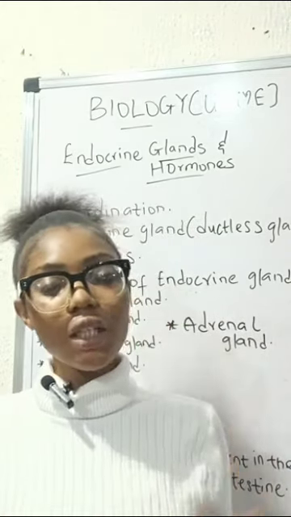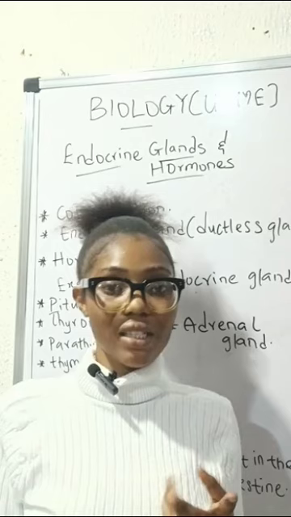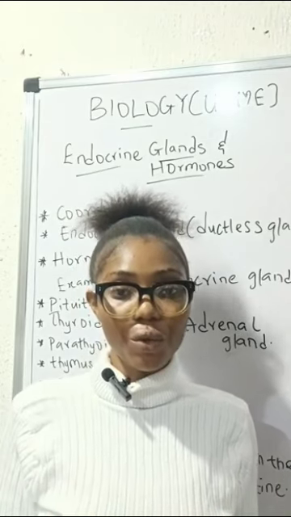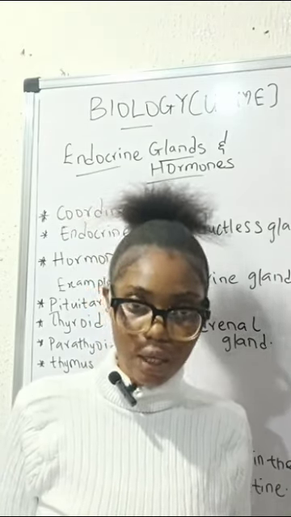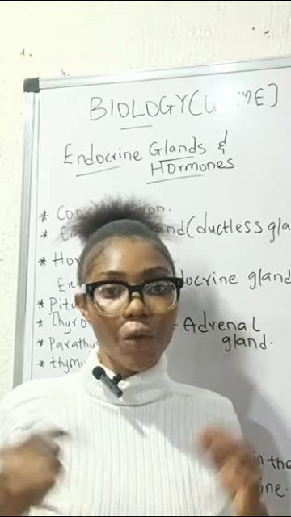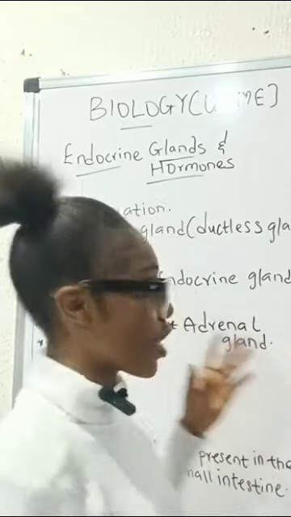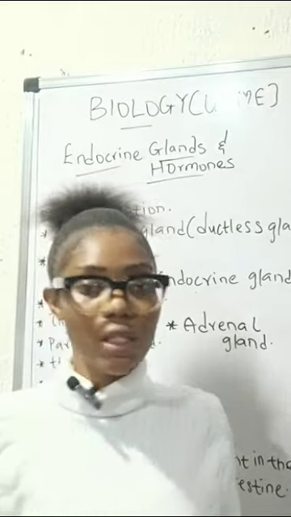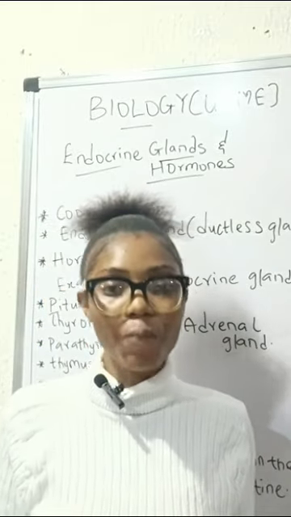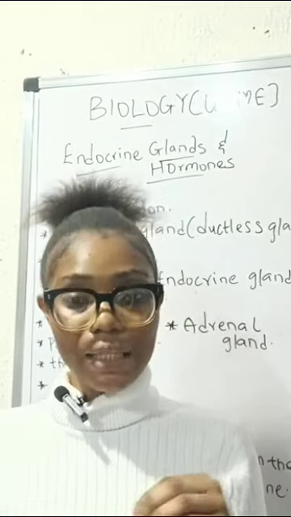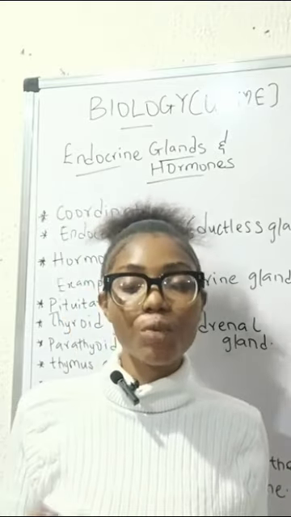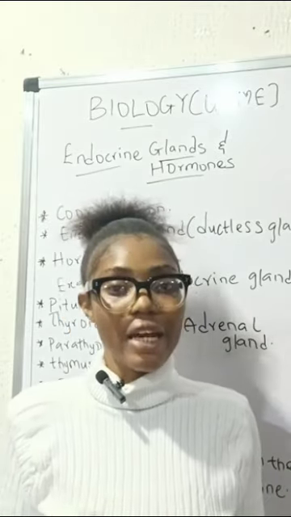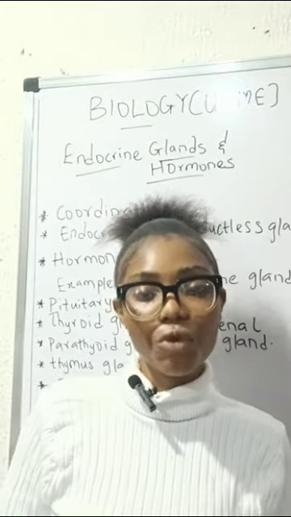Now, in coordination, there are two basic systems involved. We have the endocrine system and the nervous system. For today, we'll be looking at the endocrine system, and it consists of the endocrine gland and the hormone. So what is an endocrine gland? Basically, endocrine glands are glands that are involved in the production of hormones.